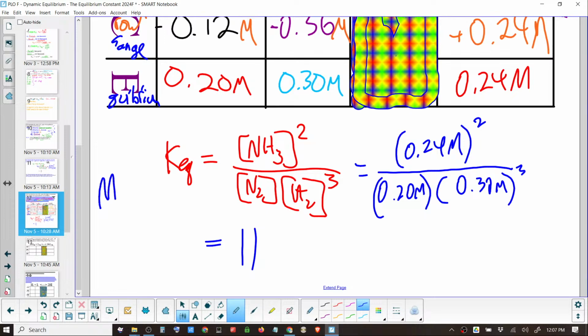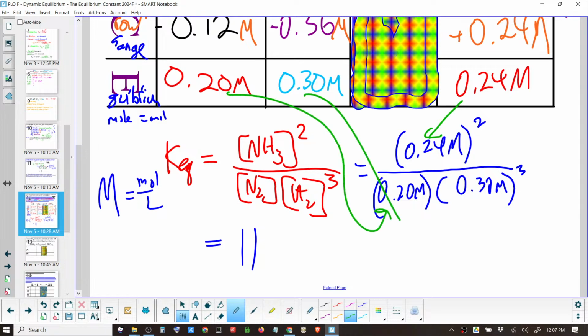What is the unit of big M? Molar. Moles per liter. There is no shortened version of mole. Are you taking the equilibrium moles? Who said that? Me. Yes. So the equilibrium values. Oh, okay, so the 0.24 went there. But why couldn't you do the beginning values?